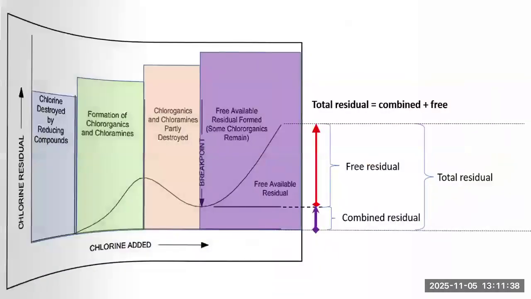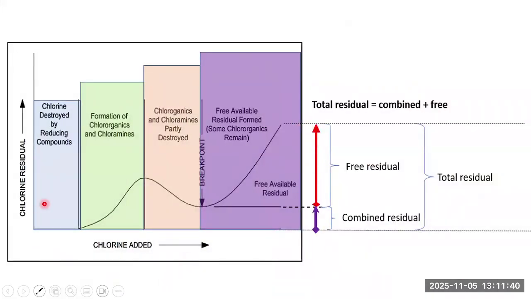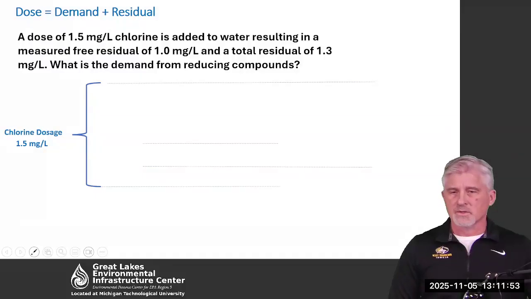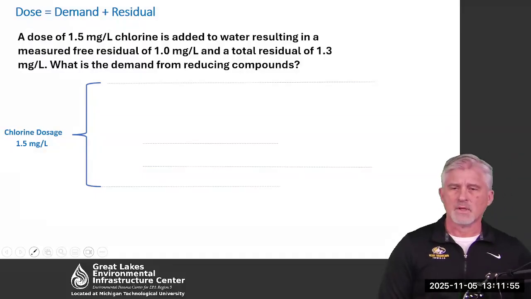And then the stuff above it is the free residual. So this is just another slide that can show us that we've got free residual and we've got combined residual, and the total of those two is the total residual. So let's look at an example.